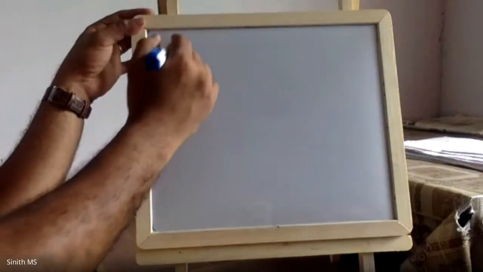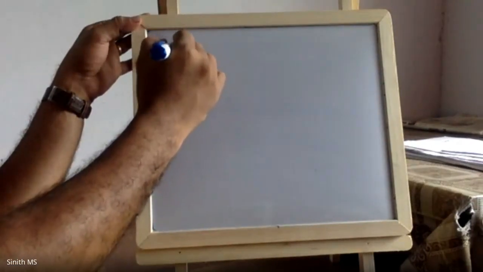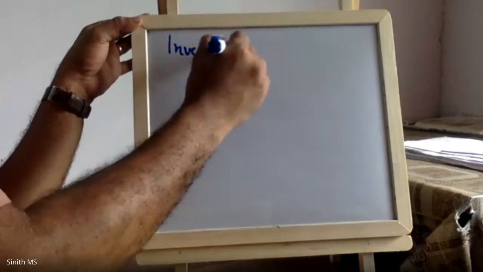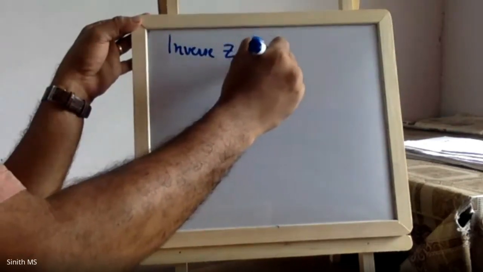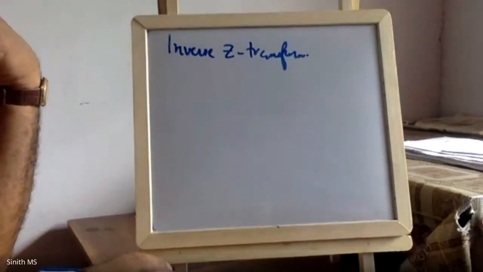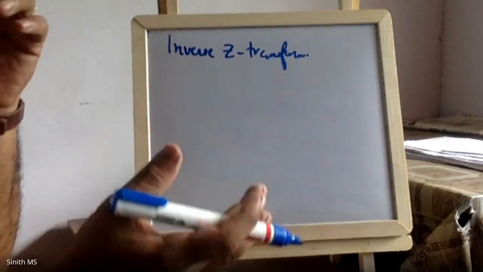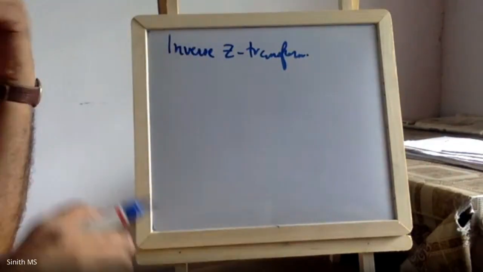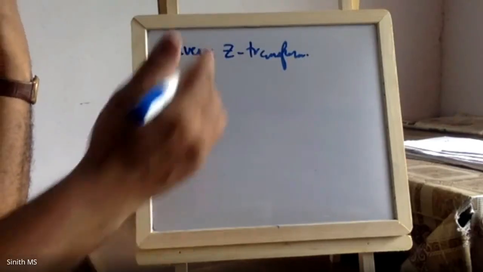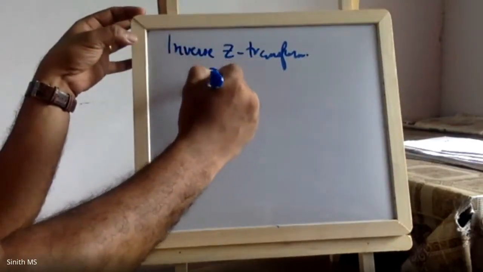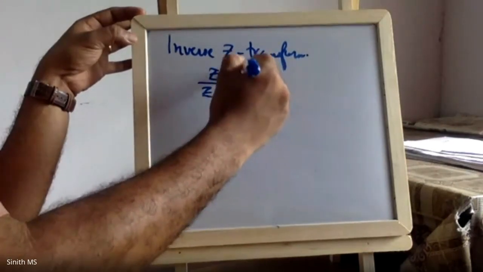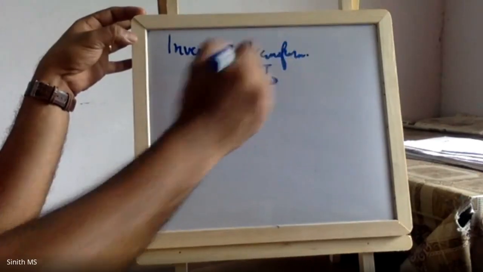Now, can you try to find the inverse Z transform? What is the inverse Z transform? What do you mean by inverse Z transform? If you are given a Z transform, what is the time domain representation of that Z transform? Okay. For example, the inverse Z transform of z by z minus 1 will be, what will be that? Inverse Z transform.